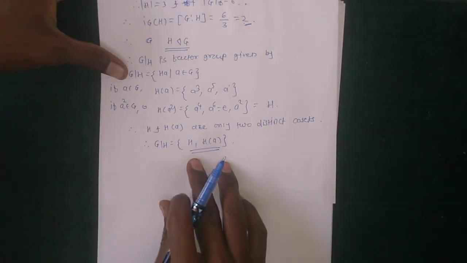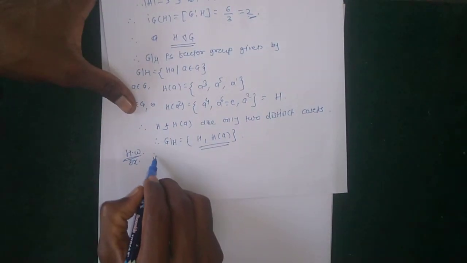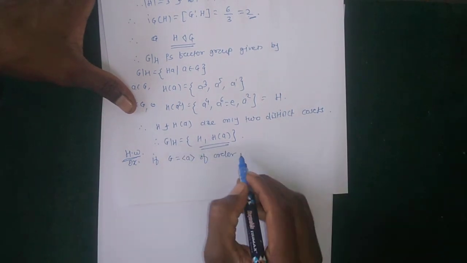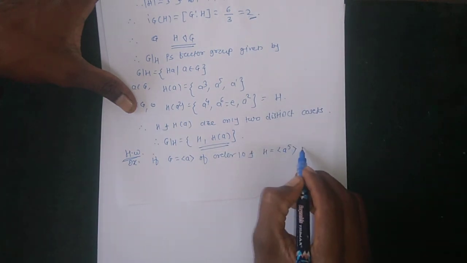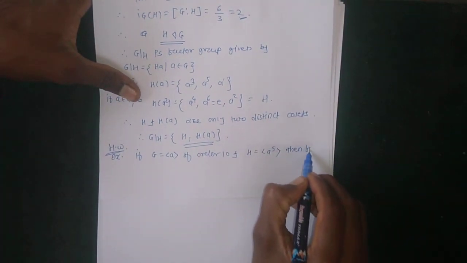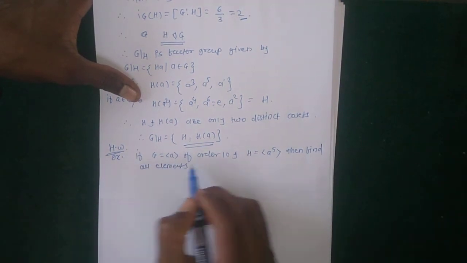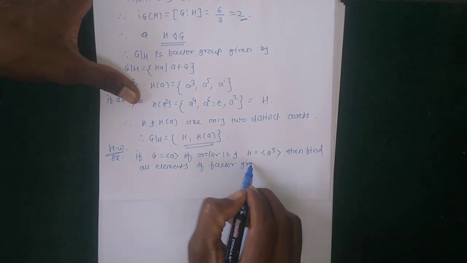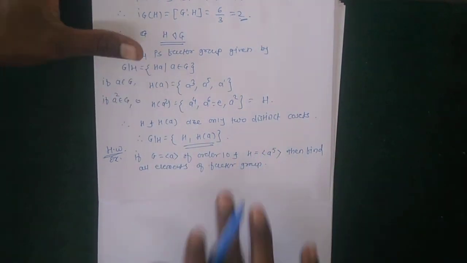Now similarly, solve this one example at home. Try to solve this, okay. If G is generated by A of order 10 and H is generated by A raised to 5, then find all elements of the factor group. Finding all elements of the factor group means to find all left or right cosets of this group, okay.